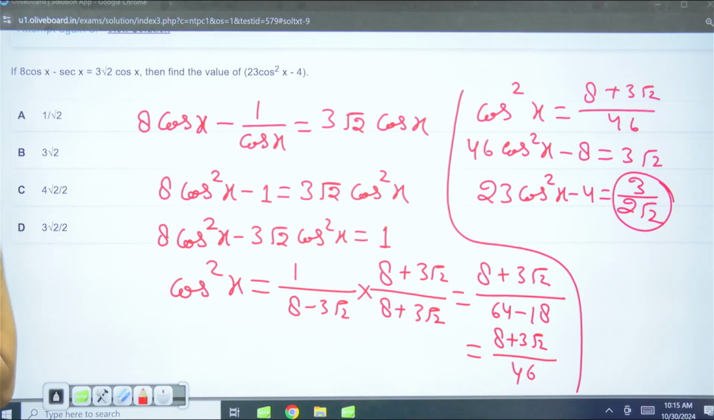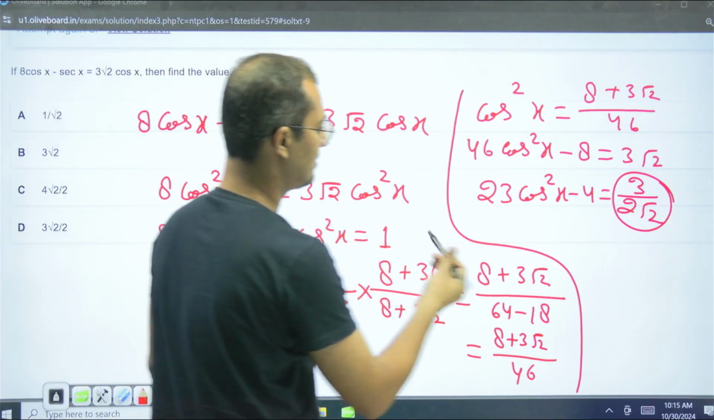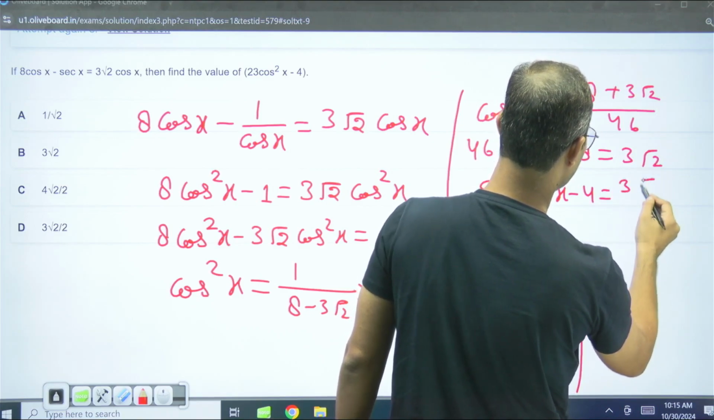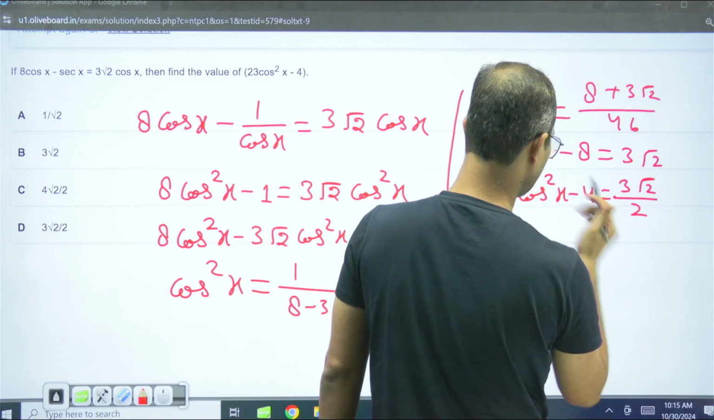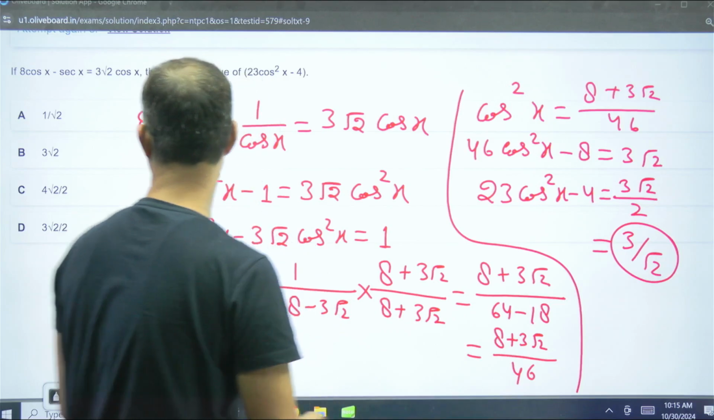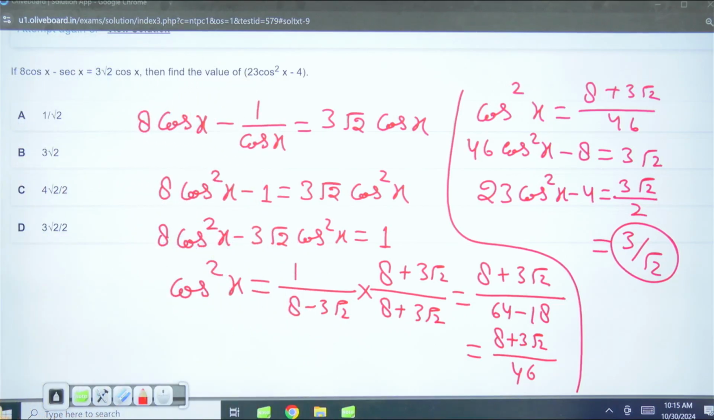So we can say, option C, 3 root 2 by 2, right? So just by solving we can say that 3 by root 2, right? So 3 by root 2 is the right answer. 3 by 2 root 2, or we can say 3 root 2 by 2. So option D is the right answer, yes. D is the right answer.